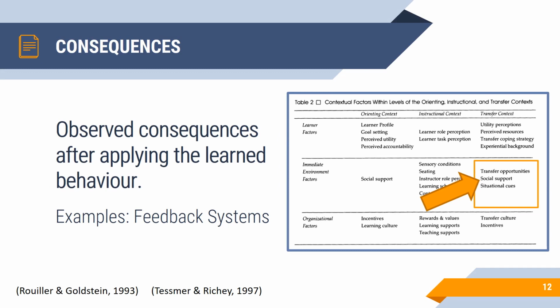Consequences, as conceptualized by Rouiller and Goldstein, are listed by Tziner and Ritchie under social support, which is another factor of the immediate environment. However, Tziner and Ritchie do mention the use of feedback systems such as performance reviews as a situational cue. How I understand it is that the actual feedback system serves as a situational cue.